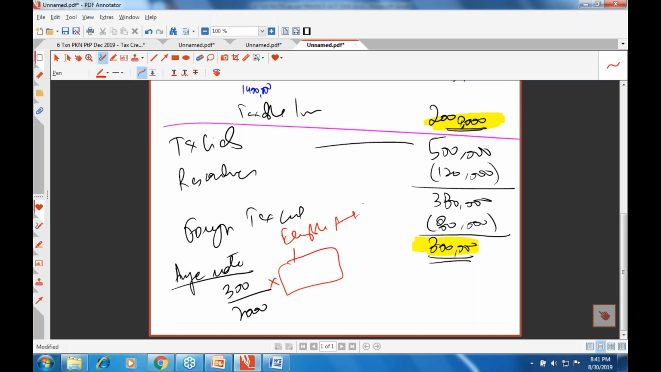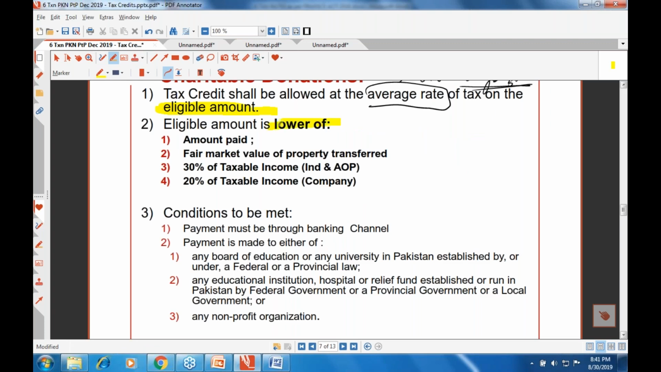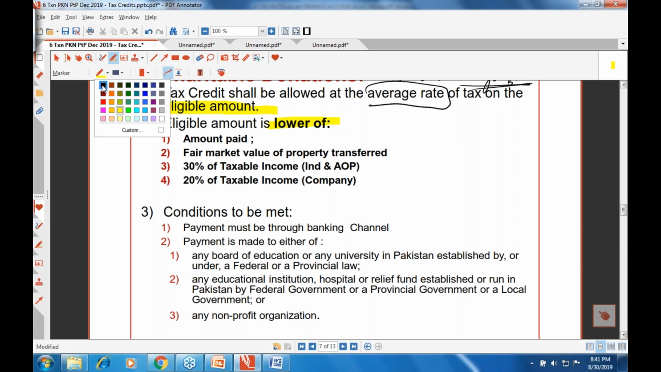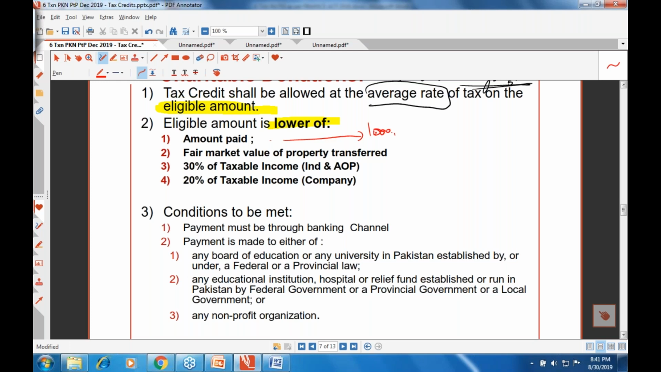The eligible amount as per the income tax ordinance, for the charitable donation, is the lower of the amount paid. For example, the donation that you have paid is 100,000.